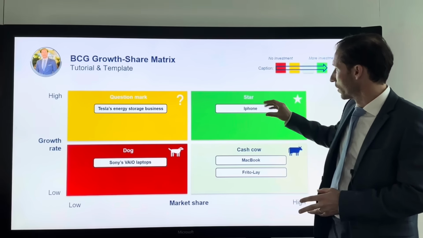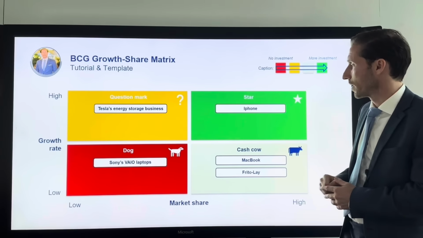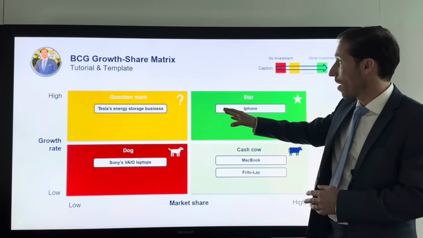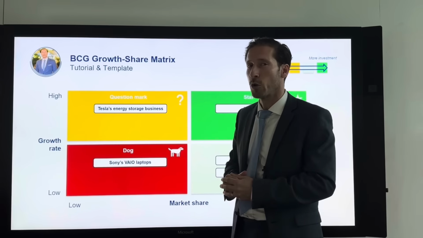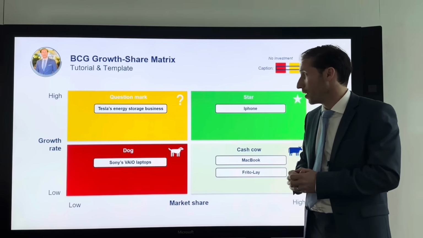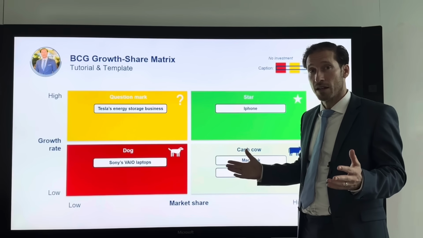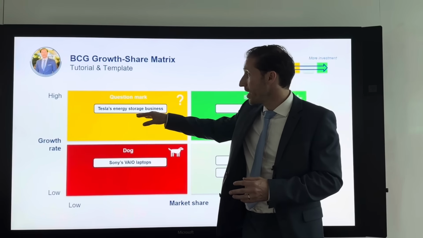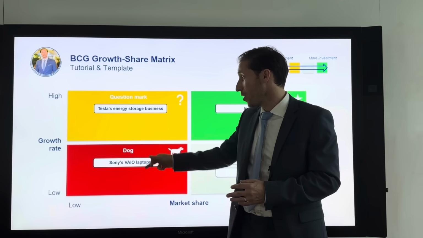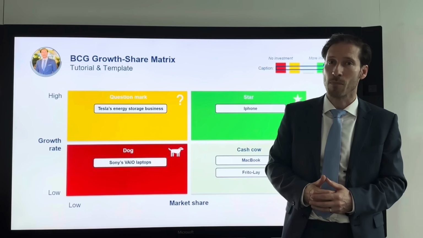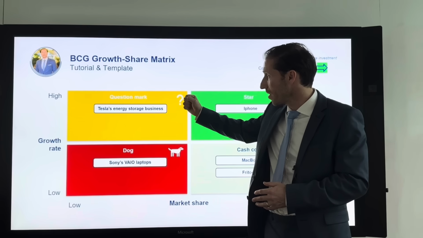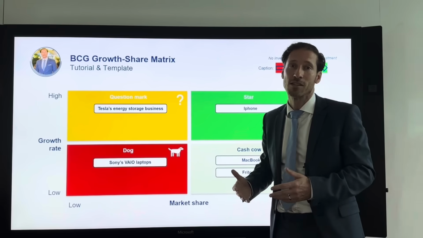So star quadrant, you want to invest. Dog, you don't want to invest, you probably want to divest. Question mark, it's usually the trickiest quadrant. You will have to define or identify whether these products or businesses may end up as star or dog. If they end up as dog, you may not want to invest much. However, if you really believe in those businesses or products and you really think that they will become star, then you may invest a little bit more.